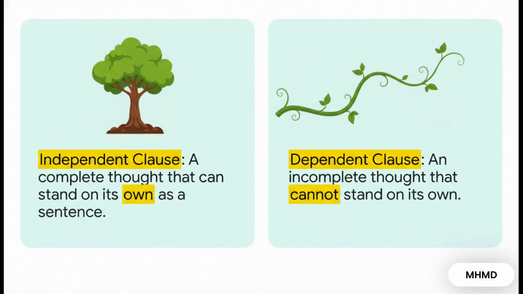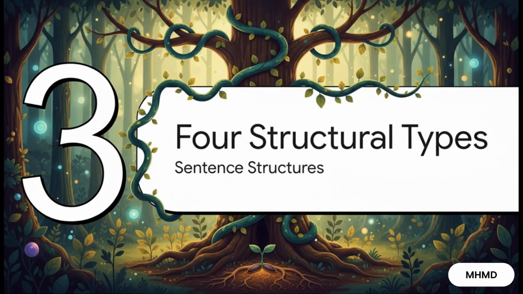But a dependent clause, that's more like a vine. It has a subject and a verb, sure, but it just feels incomplete, doesn't it? Although he was wealthy. See? It leaves you hanging. It needs that sapling to wrap itself around to make any sense. So, now we get to the really fun part.